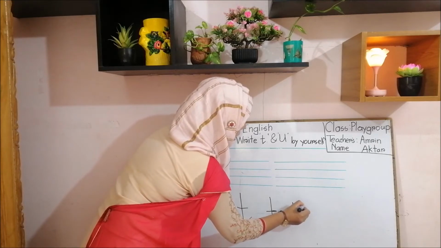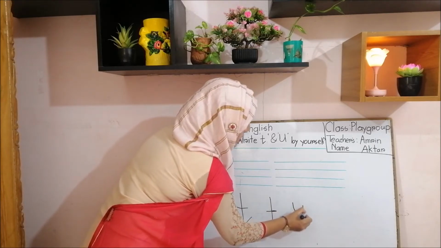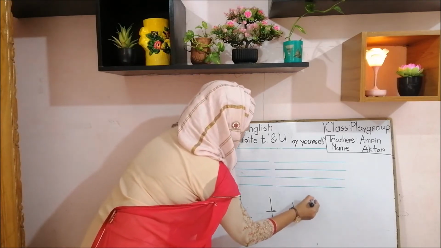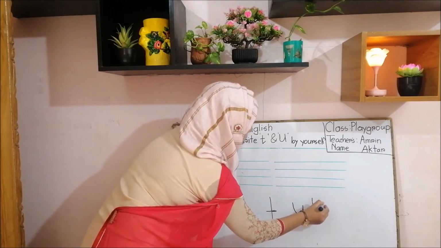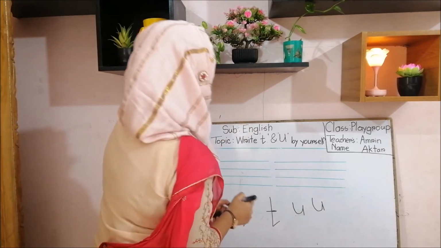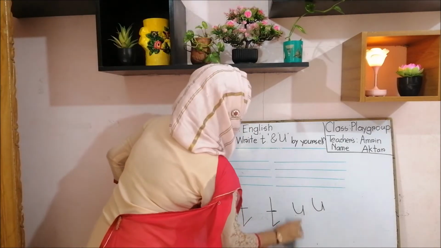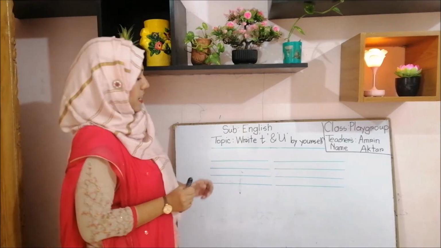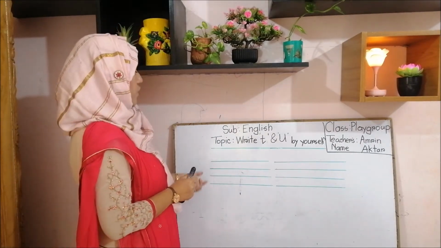Half circle, standing stick, half circle, standing stick. Like this way we can write T and U. Okay. In our English copy there are 4 lines and 3 rows.